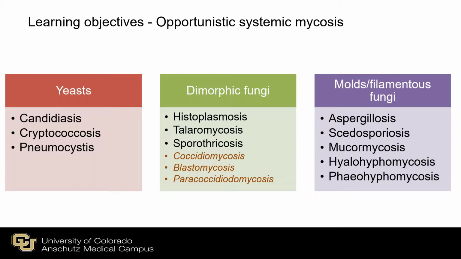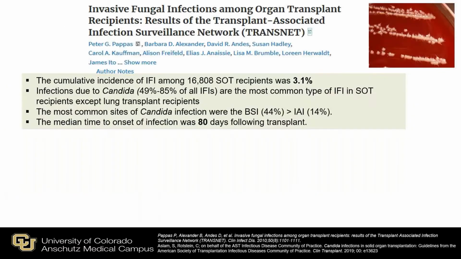And learning objectives, again, we're going to be talking about opportunistic systemic mycoses. And I've divided the talks based on pathogens. We will classify them into three broad groups. The first group will contain yeast, and in that, I'll cover a few pathogens, and then we'll move on to dimorphic fungi, and then we'll move on to mold or filamentous fungi. And again, in that group, we have hyalohyphomycosis, and then we have phaeohyphomycosis, which are infections caused by dark-walled filamentous fungi.